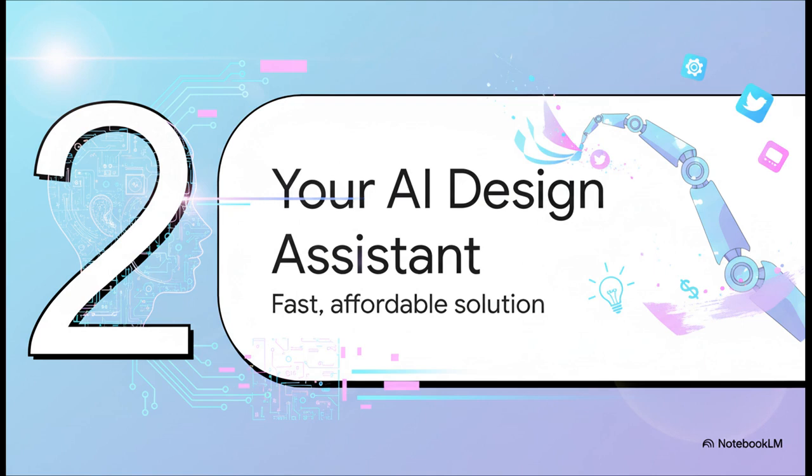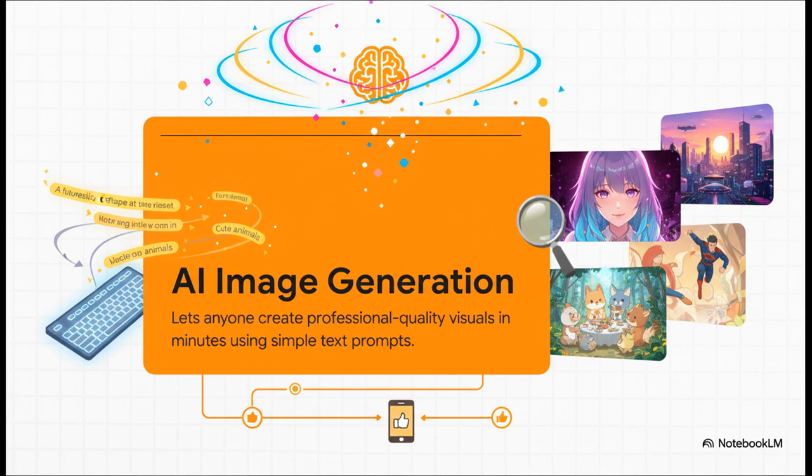Okay, enough about the problem. Let's talk about the solution. Welcome to Section 2, your AI design assistant. This is the fast, affordable tool that is just, well, it's a complete game changer for creators. So what is this magic we're actually talking about? Well, AI image generation is basically a technology that lets anyone, and I really do mean anyone, create these amazing pro-level visuals in just a few minutes.